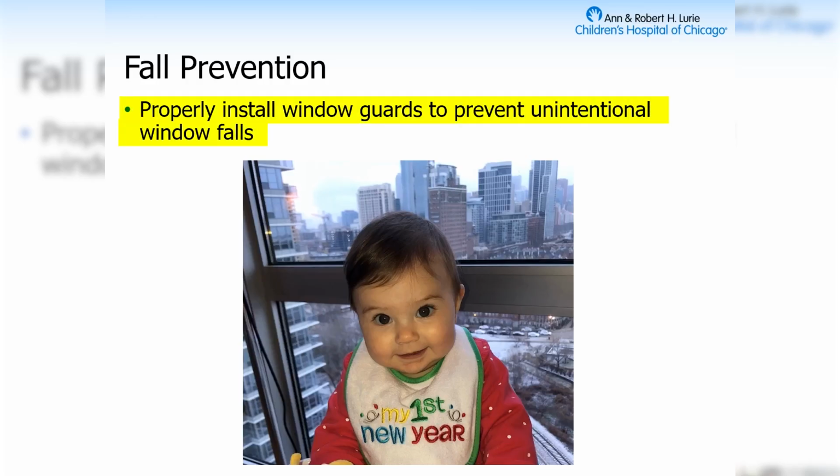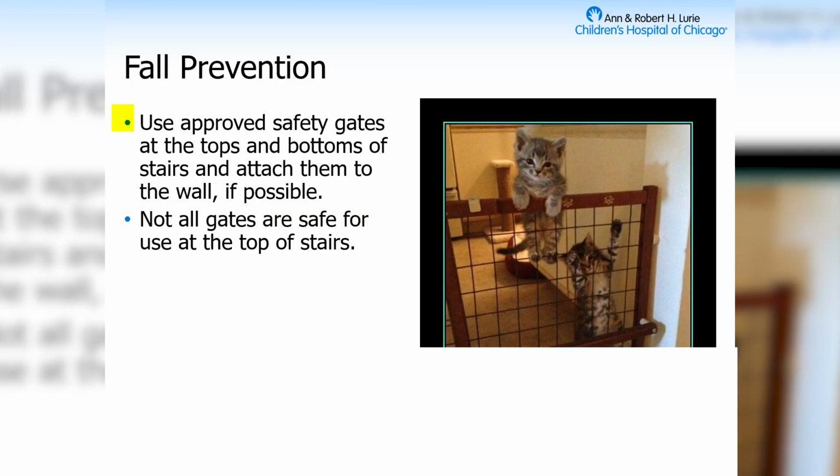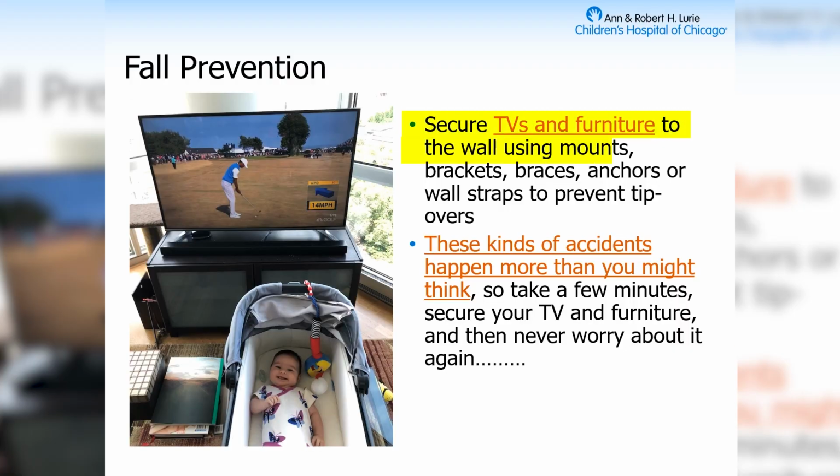How can injuries be prevented in the home? Installing window guards, strapping kids properly into high chairs, infant carriers, swings, or strollers, proper installation of safety gates at the top and bottom of the stairs, secure TVs and furniture to the wall with mounts, brackets, braces, or anchors to prevent them from tipping over.